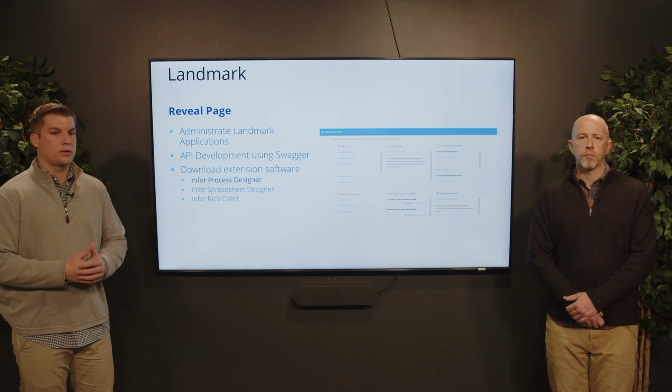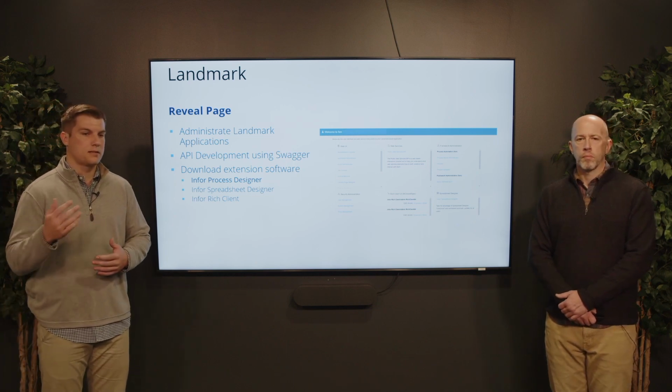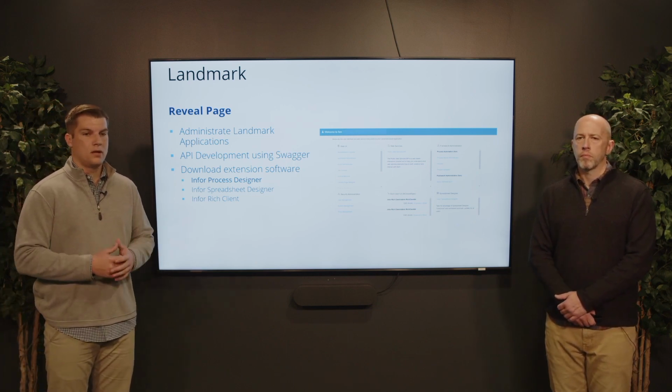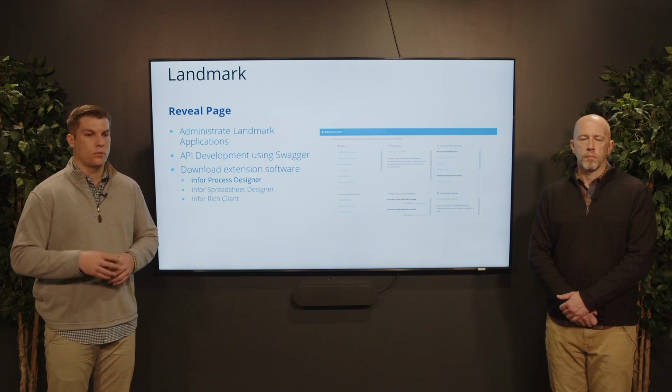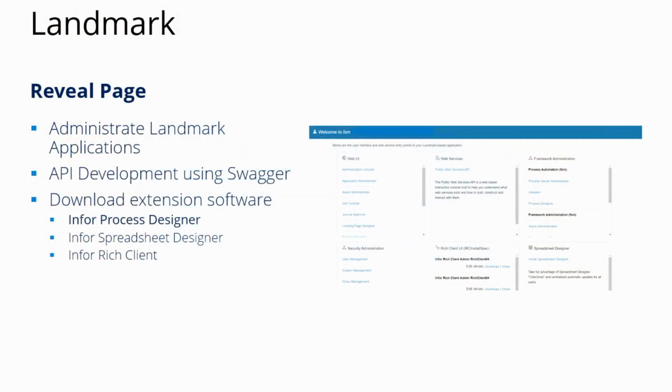So sticking with Landmark, the reveal page is accessible from the administration console, and also a link that Infor will provide you. From here, you have the ability to access all of your application roles, so you can administer your Landmark applications. We talked about the administration console, or we will get to it, but you can get to Async. All of your administrative functions within Landmark can be accessed through the links from the reveal page.